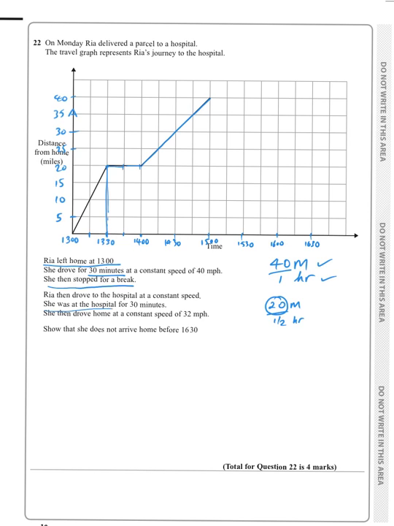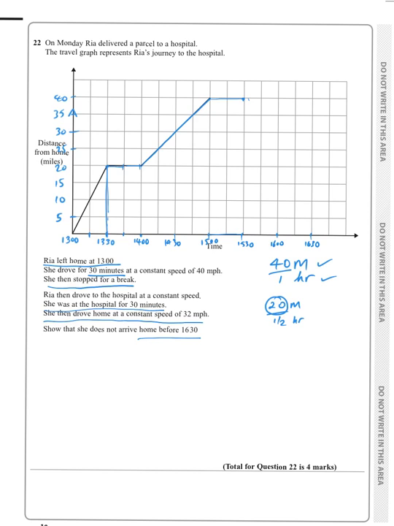And then it says she was at the hospital for 30 minutes. So if she was at the hospital, then she wasn't moving, in terms of driving rather. So 30 minutes would be to here. Okay, going up here, 30 minutes. And here's the crunch. It says, she then drove home at a constant speed of 32 miles an hour. Show that she does not arrive home before 16:30.